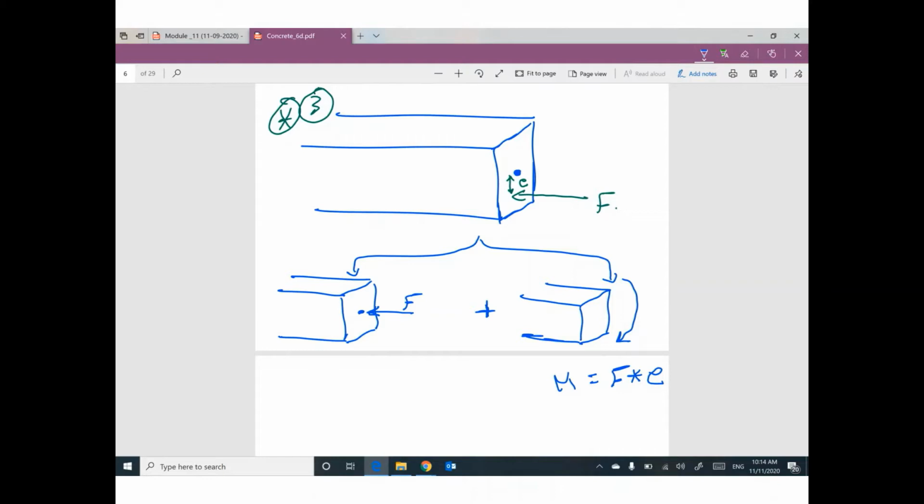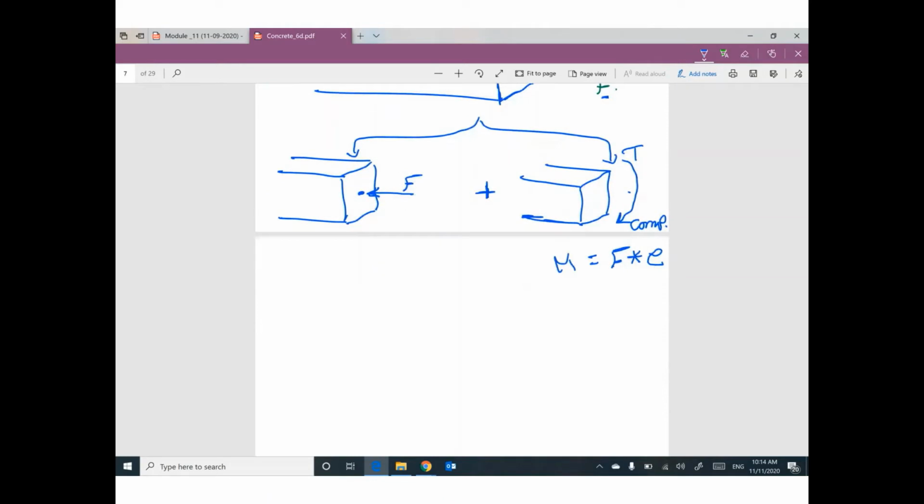If you have a force and this force acting with eccentricity E from the centroid, I can make something called superposition. I will assume this force acting at this centroid, but plus this force times this eccentricity will make a moment, making a compression at the bottom and the tension at the top. The first case will give you uniform stress, compression, compression. How much? Force divide area.